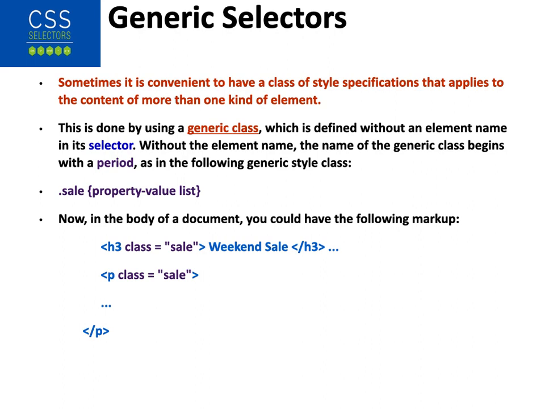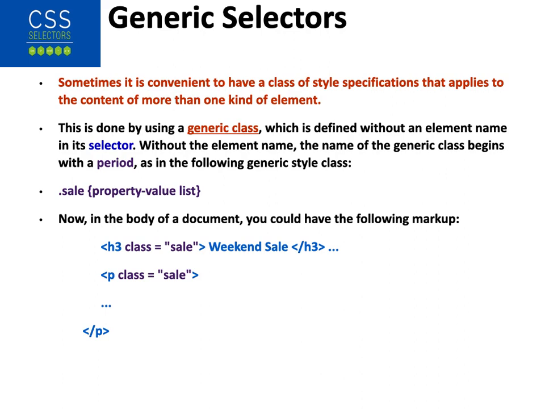Class is equal to sale. Similarly, for the paragraph element also, the class attribute has the value sale. That means the generic class name sale is assigned to the class attribute of the paragraph element also. So likewise, you can give a particular class or style to a number of different elements.